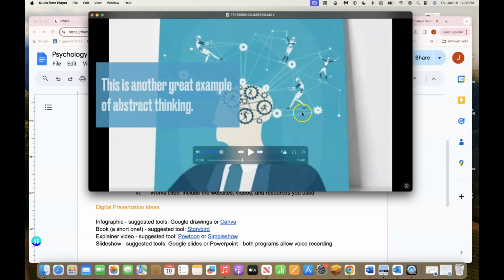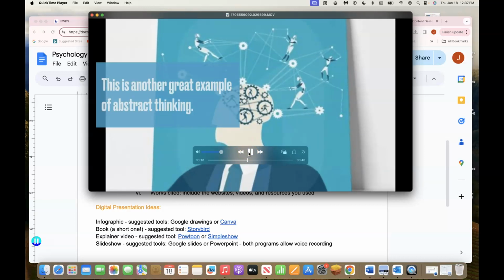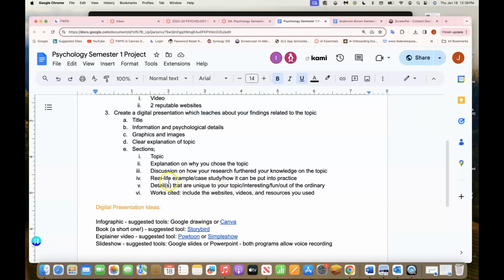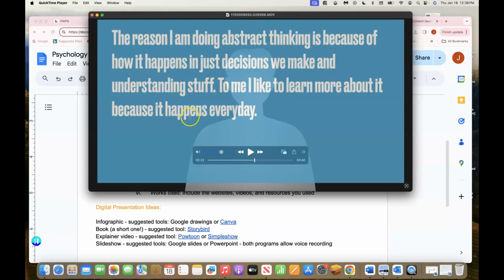Same here. This doesn't show anything except that we've got a person, a brain. It looks like they're doing different activities, but there's no explanation tying the details of the image to something specific related to abstract thinking. Okay, so here you are talking about why you chose the topic, okay? And it says that you're interested in abstract thinking because it happens every day. I think here would be a good example to use a personal experience of abstract thinking that you use every single day.